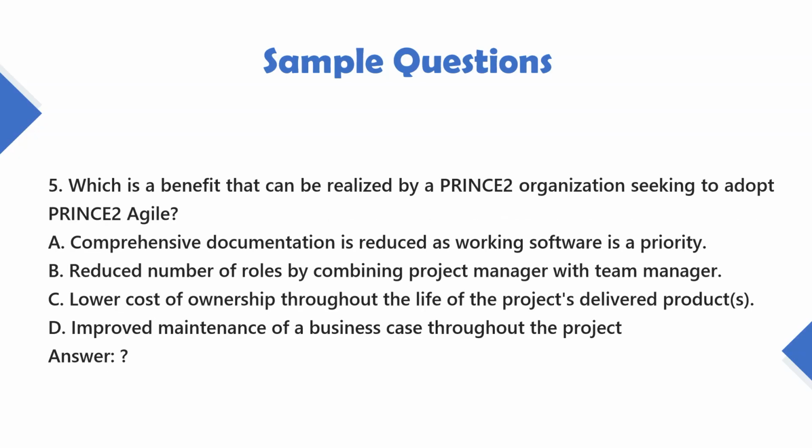5. Which is a benefit that can be realized by a PRINCE2 organization seeking to adopt PRINCE2 Agile? A. Comprehensive documentation is reduced as working software is a priority. B. Reduced number of roles by combining project manager with team manager. C. Lower cost of ownership throughout the life of the project's delivered products. D. Improved maintenance of a business case throughout the project.